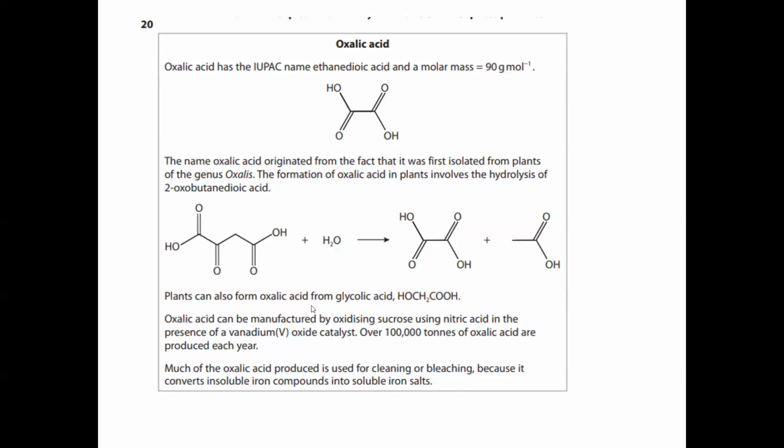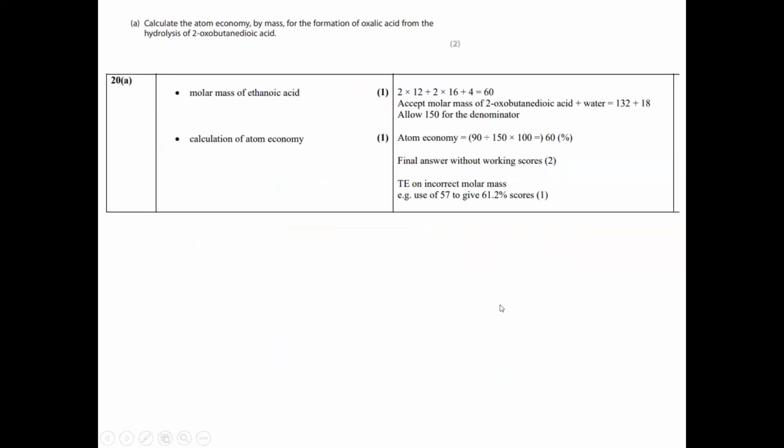Plants can also form oxalic acid from glycolic acid. Oxalic acid can be manufactured by oxidizing sucrose using nitric acid in the presence of vanadium(V) oxide catalyst. 100,000 tons of oxalic acid are produced each year. Much of the oxalic acid produced is used for cleaning or bleaching because it converts insoluble iron compounds into soluble iron salt. Okay, that's the theory part.